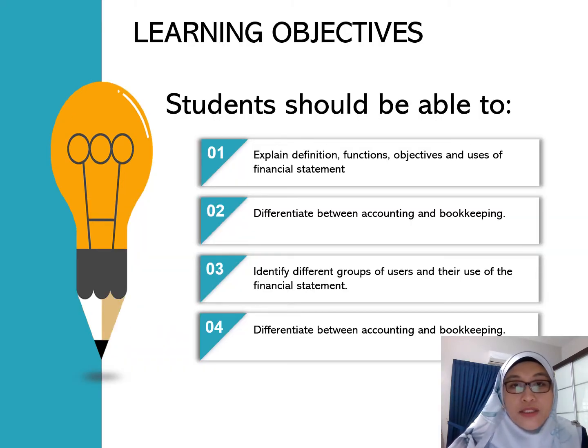At the end of this course, we hope that the student should be able to achieve all these 4 learning objectives. They are: number 1, to explain definition, functions, objectives, and uses of financial statement. Learning objective number 2, students should be able to differentiate between accounting and bookkeeping. Learning objective number 4, students should be able to identify different groups of users and their use of the financial statement. And the final learning objective, the student should be able to differentiate between accounting and bookkeeping.